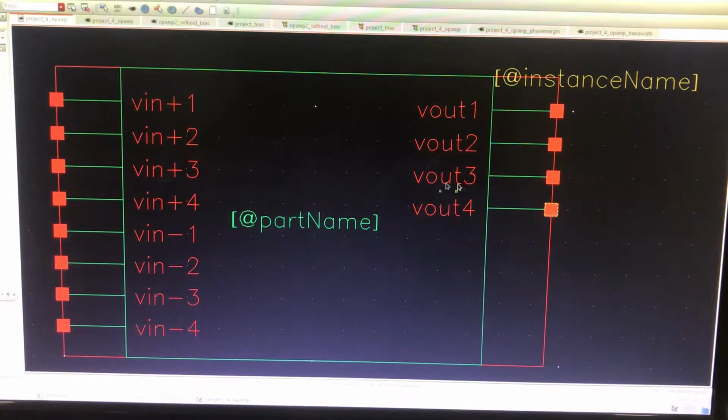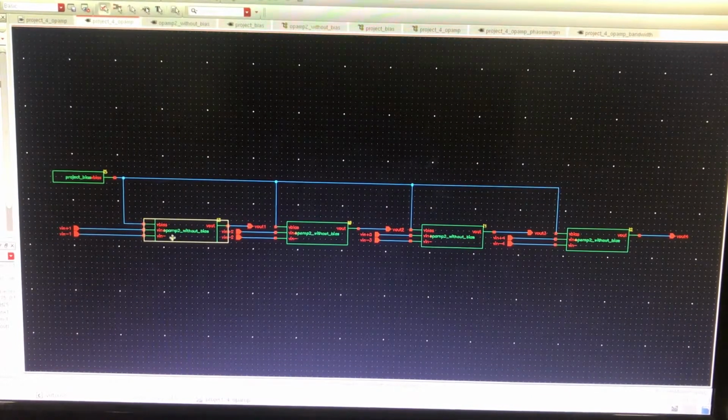So this is the symbol of my op-amp chip. As you have seen, there are four outputs for each op-amp and corresponding inputs for these op-amps. Inside of this chip, here you see the schematic of the four op-amp concept. There are four individual op-amp symbols and a bias symbol for driving these op-amps. There are four outputs, one for each op-amp, and two inputs for each op-amp.